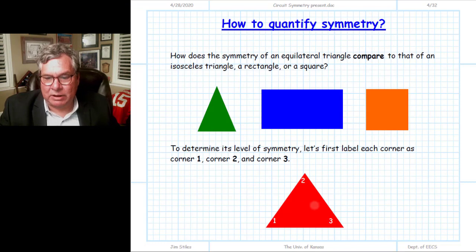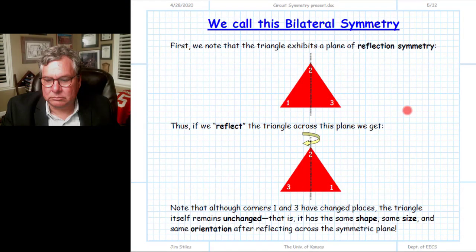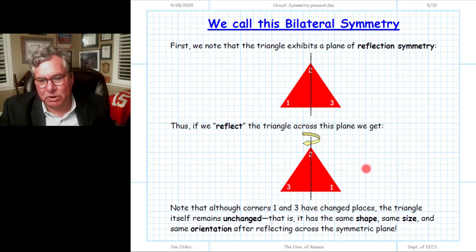How would the symmetry of an equilateral triangle compare, let's say, to the symmetry of an isosceles triangle or a rectangle and a square? How do we quantify the level of symmetry and describe it mathematically? So the first thing we notice is that the equilateral triangle has a plane of reflection symmetry, has bilateral symmetry. And of course, we've talked about this kind of symmetry with respect to odd-even mode analysis, and certainly this is the case for this equilateral triangle.